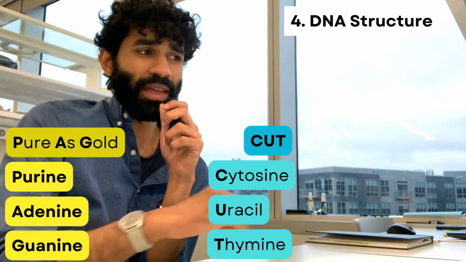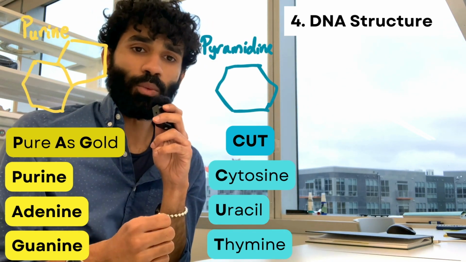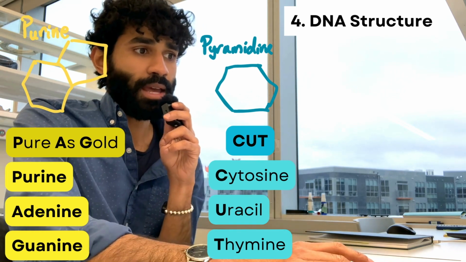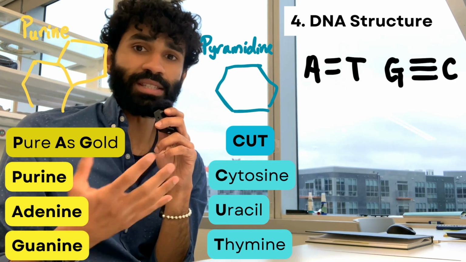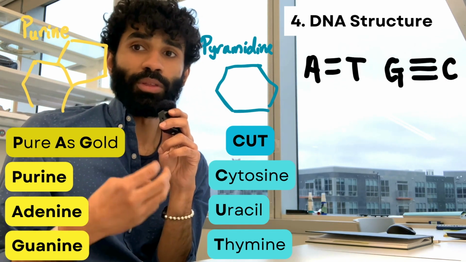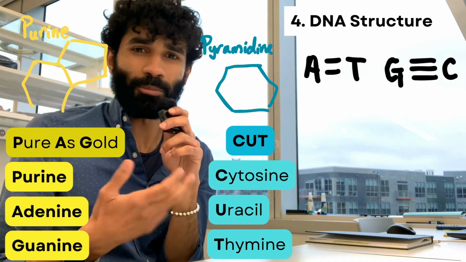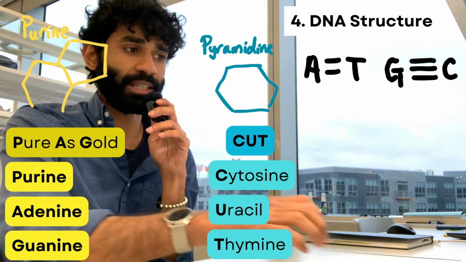You should remember that purines are the larger ones. They have 2 rings, while pyrimidines are smaller with a single ring structure. A's and T's go together when they bond with 2 H bonds. G's and C's go together with 3 H bonds. That's why DNA fragments that are more GC rich require more heat or more energy to separate, because you just have more H bonds keeping the strands together.